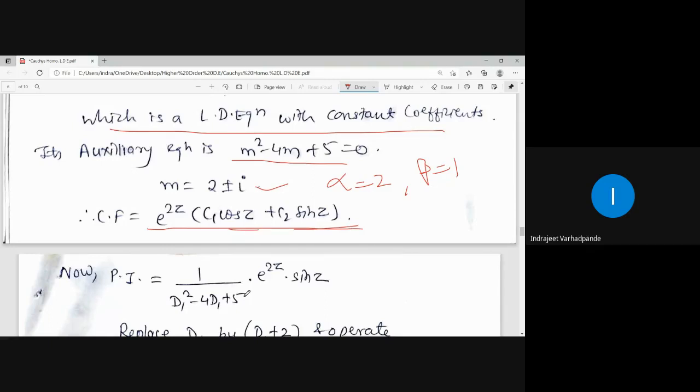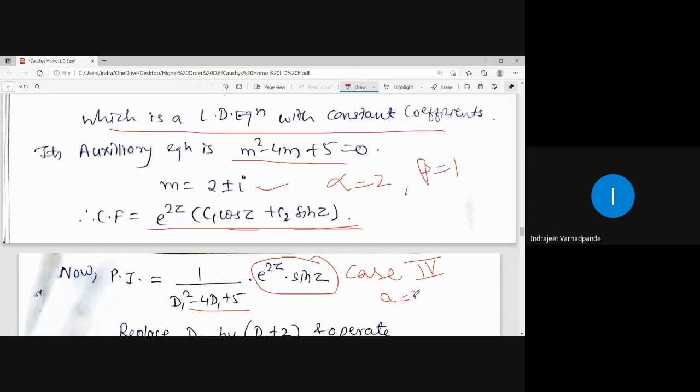Now concentrate on the RHS. What is the RHS? The particular integral is 1 upon D1 square minus 4D1 plus 5 operated on the RHS, that is e to the power 2z into sin z. How does this RHS appear in form? It is a product, where one term is exponential and the other term is trigonometric. So I will identify it as case number 4. What does case number 4 say? Take the exponential term outside and replace every D by D plus a. What is the value of a here?